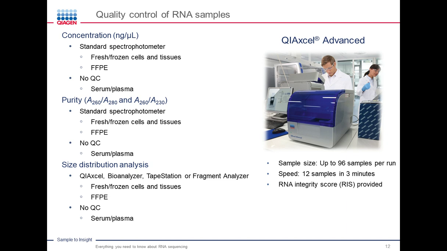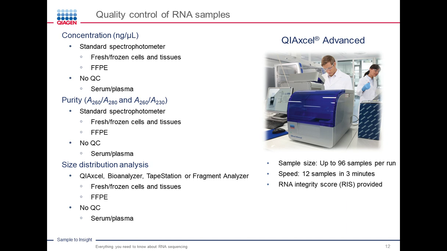Now, looking at the quality control of the RNA sample, so what actually matters? So when you're looking at concentration, I recommend a standard spec for working with either fresh or frozen cells and tissues, as well as FFPE samples. And for serum and plasma, I don't recommend any QC. Now, probably you're like, what in the world is he talking about? So we'll touch on serum and plasma here once we go through both the purity and the size distribution.